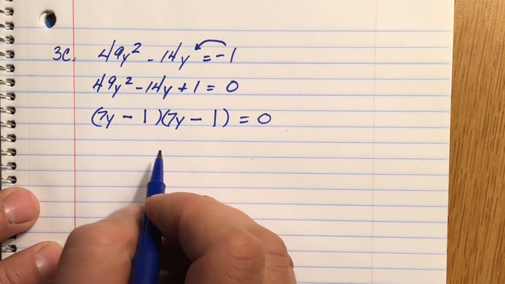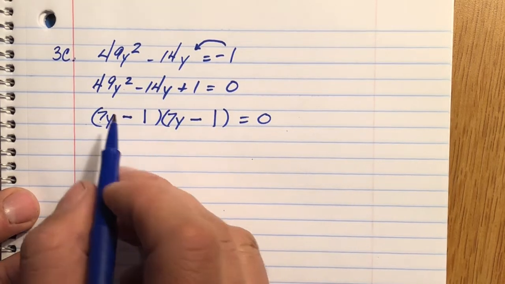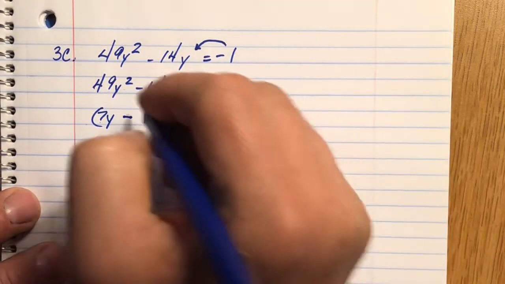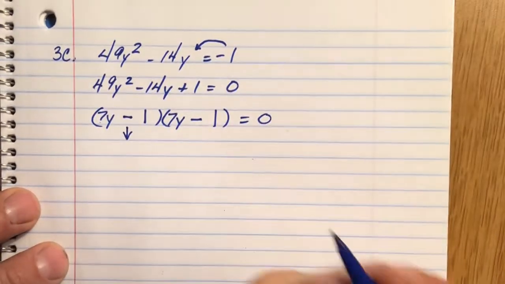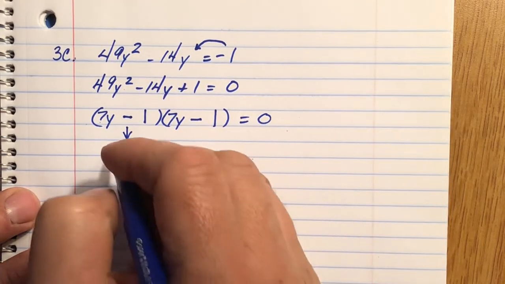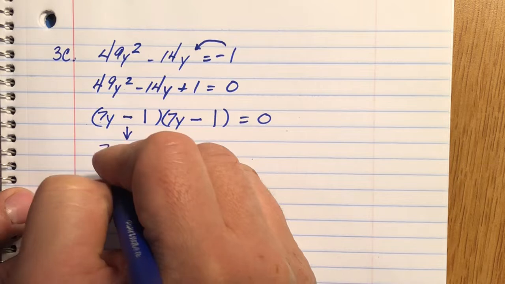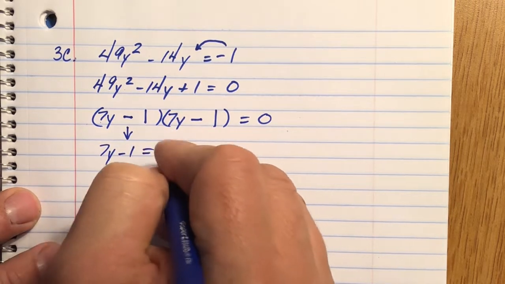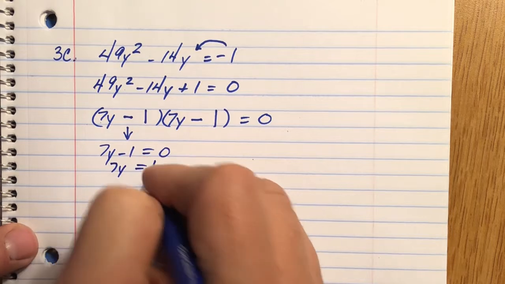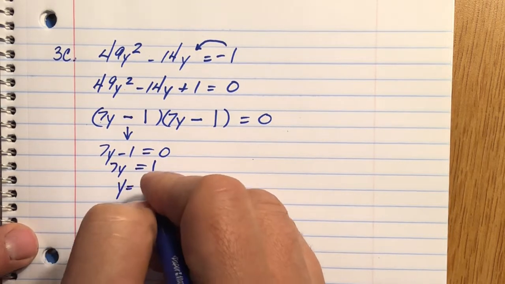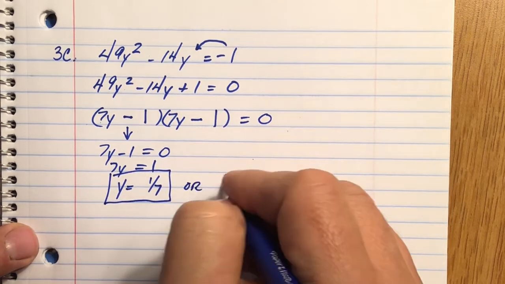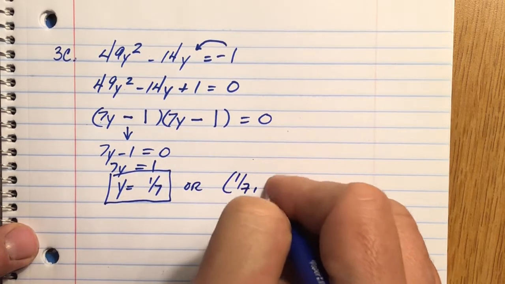Once you start getting better at this, you can try to factor these kind of with mental math. Now, since these are both the same, which means I'm going to have just one solution, I only have to solve one of these factors, or take the factors and set them equal to 0. So 7y equals 1, so y equals 1/7. Or (1/7, 0).